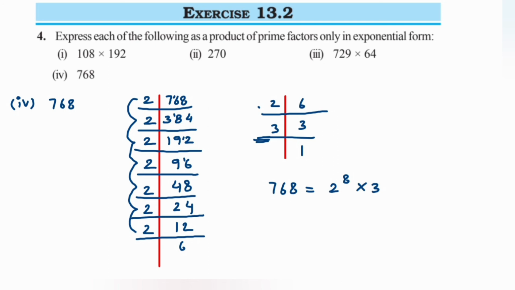That's it. So this is how you should do it. You have to do the prime factorization, combine all the factors, and just see how many times you're multiplying each factor and convert into the exponential form.